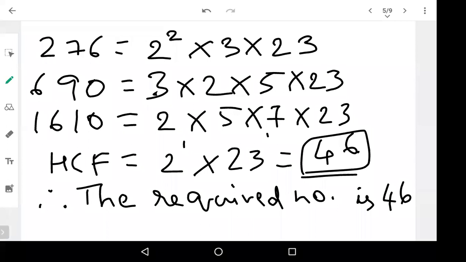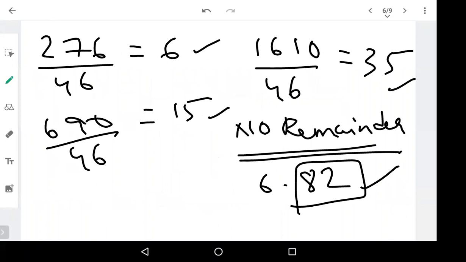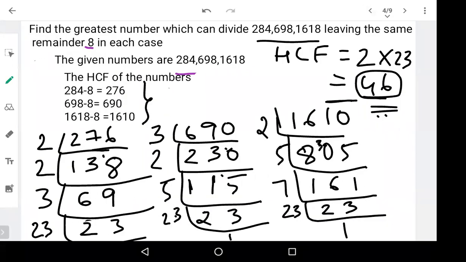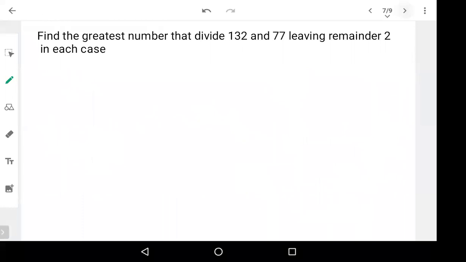Understood? Everybody understood? Anybody has doubts in the first problem? We will solve one more problem. I think that will make it much clearer for you. Similar one, very similar one.